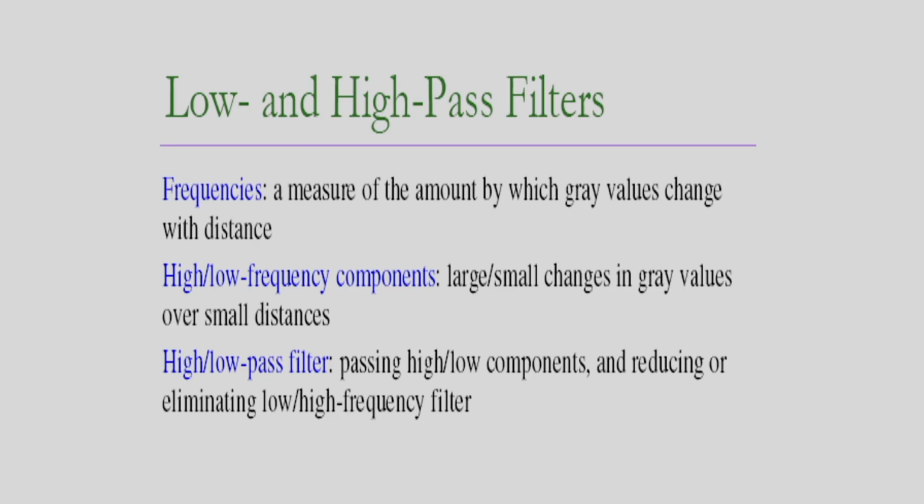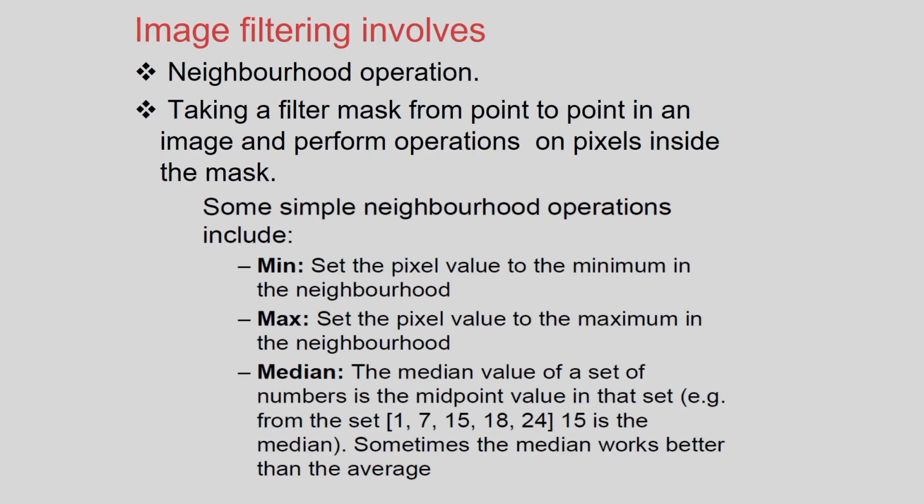If I want to select the low frequency component, then in this case I have to apply the low pass filter. If I want to select the high frequency component, the high frequency component in an image is nothing but the edges and the boundaries. And if I consider low frequency information, that corresponds to the constant intensity or the homogeneous portion of the image. So for the neighborhood operation, I have to consider a filter mask, and I have to take the filter mask from point to point in an image and perform operations on the pixels inside the mask.